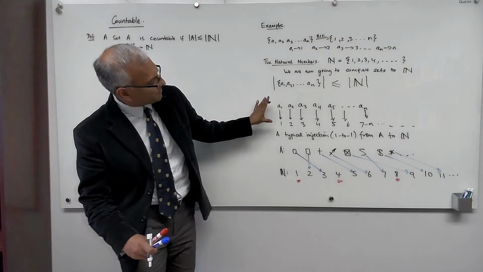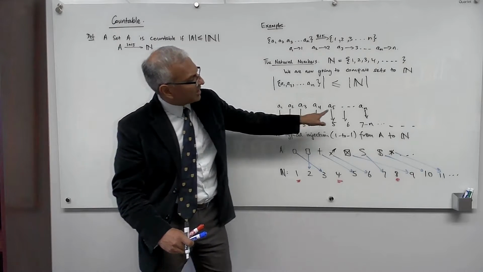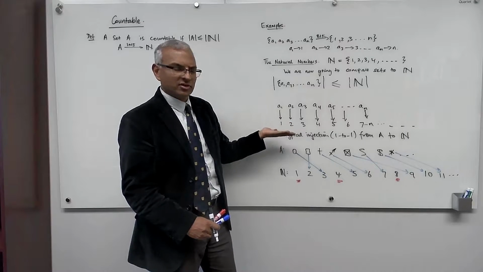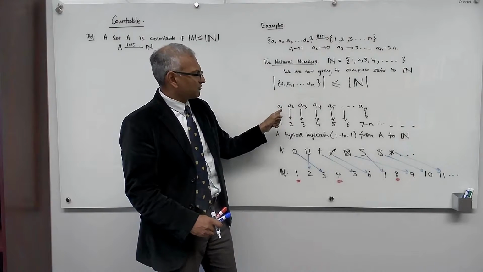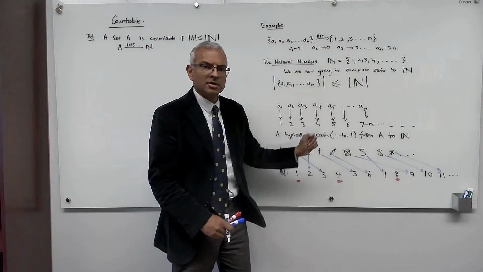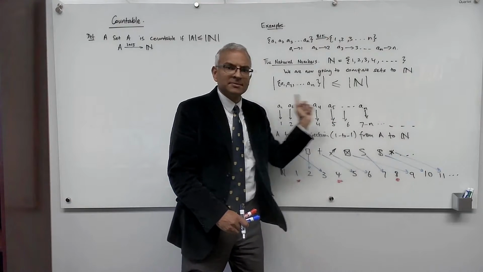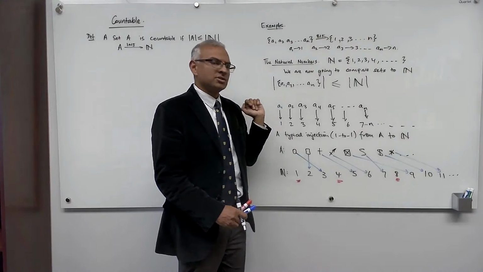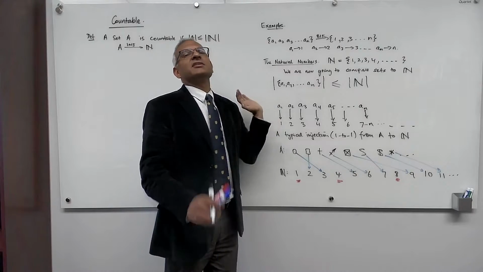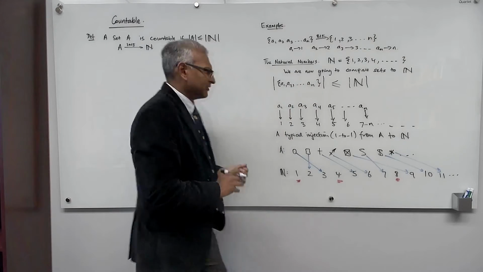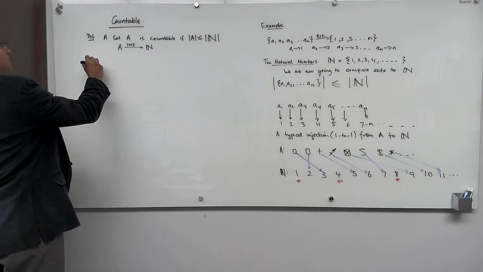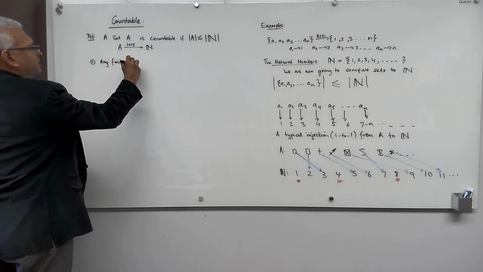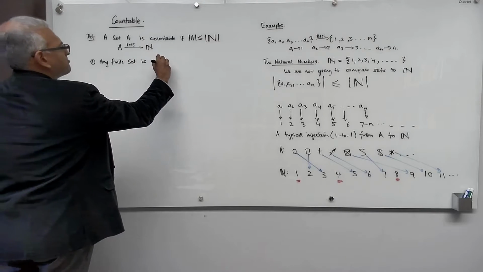So what we have shown here is that any finite set possesses such an injection. It's just a trivial injection. You just map the first element to 1, the second to 2, and so on. So any finite set has cardinality at most the cardinality of N. So any finite set is smaller than the natural numbers. Well, that's intuitive. Okay. So, 1. Any finite set is countable.